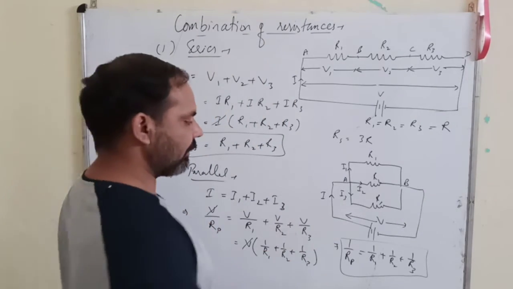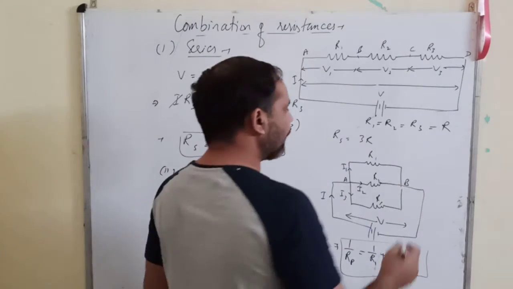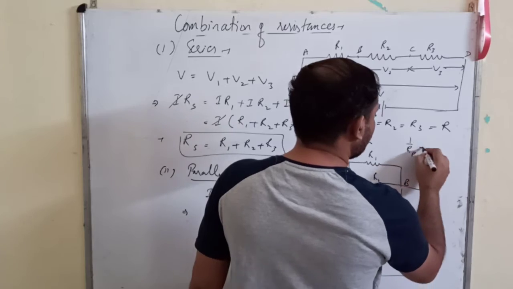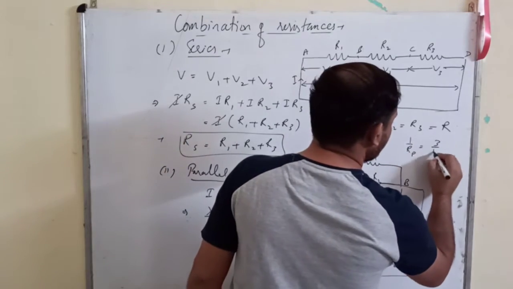Now let us again suppose the same condition, then 1 upon RP will be equal to 1 upon R plus 1 upon R plus 1 upon R, means 3 upon R.